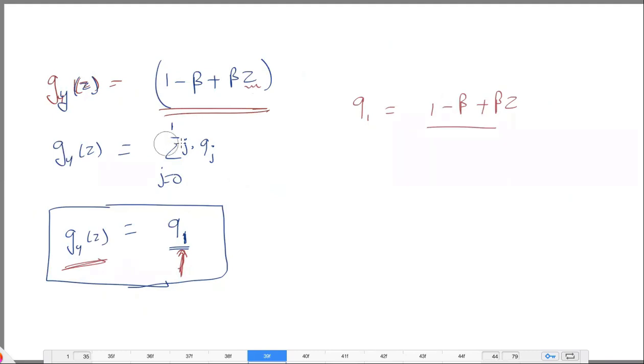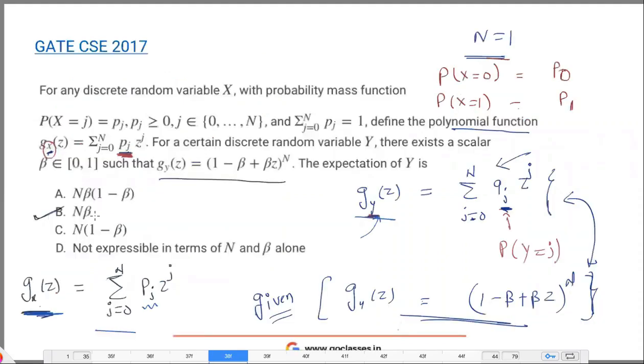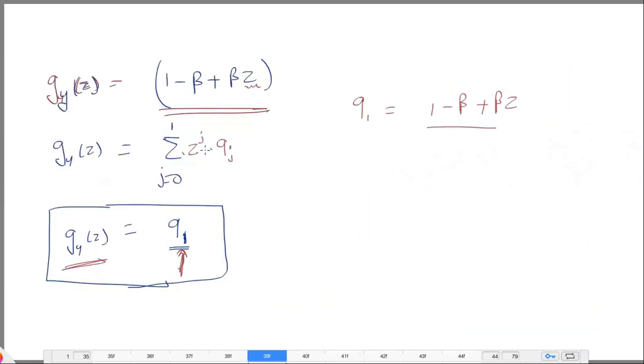Oh, I missed it. So it is z power j. Okay, this is z power j into qj. Right, I missed this. This is z power j into qj.